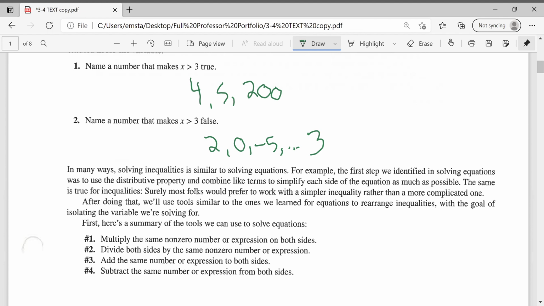In many ways, solving inequalities is similar to solving equations. So here's the summary of what we did to solve equations. This is at the bottom of page 329. The first step was to multiply the same non-zero number or expression on both sides. The second tool we had was to divide both sides by the same number. Steps 3 and 4 were adding or subtracting. So when we built this toolbox in the last lesson, we decided that we can add, subtract, multiply, or divide an equation by the same non-zero value, and it doesn't change the truth value of the equation.